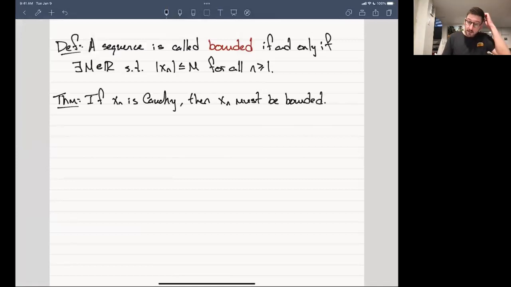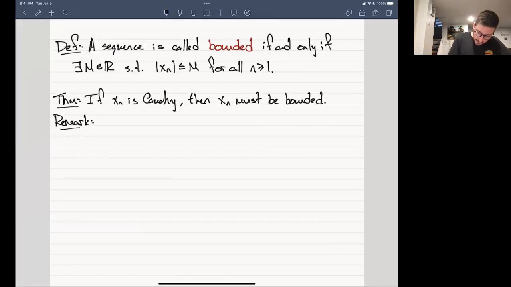Okay, so this theorem says that if you have a Cauchy sequence, then it has to be bounded. There's no way for all of your points to eventually get super close together and for the sequence to still not be bounded. Now, I want you to notice something here. We said that a convergent sequence is Cauchy, and we just said a Cauchy sequence is bounded. So we have a transitivity here.